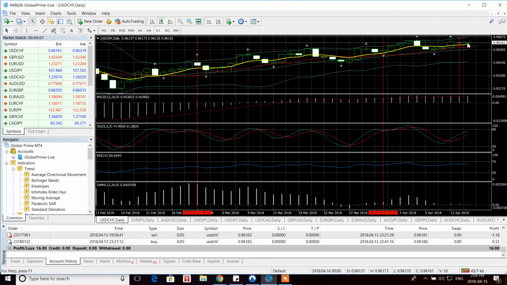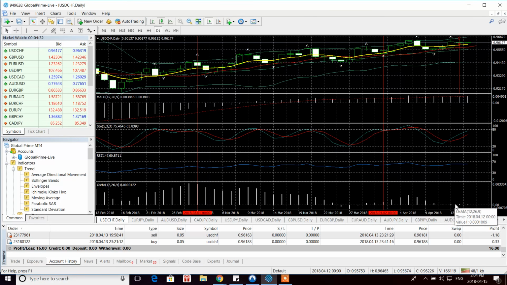And the close of the day, where it's starting here, cannot be touching the 8. If it's going up here, that cannot be touching the 8. If this candle is touching the 8, then don't go into it. So this one looks like it's okay.